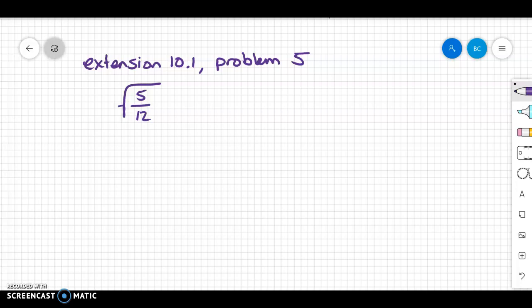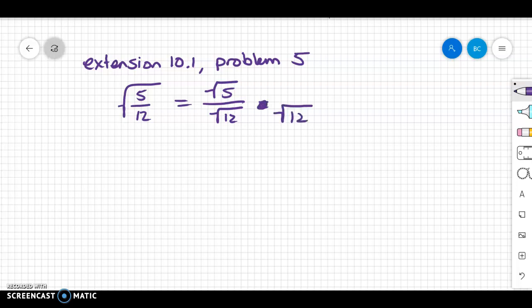So problem number 5 is the square root of a fraction, so we know that we can't have that when we're simplifying. So the first thing I'm going to do is split it into the square root of 5 over the square root of 12. Actually, I have 2 choices here. I could take the square root of 12 first and then rationalize it, or I could rationalize it and then reduce it. So I'm actually going to rationalize it first and then reduce it.